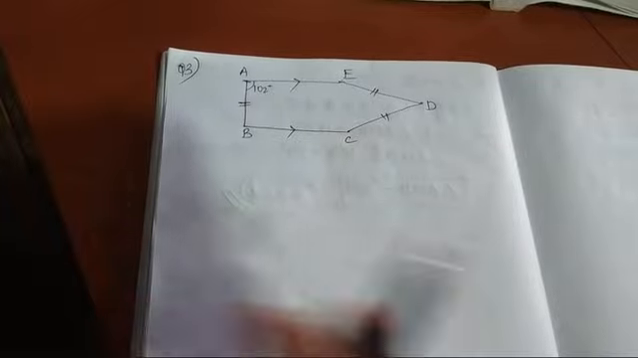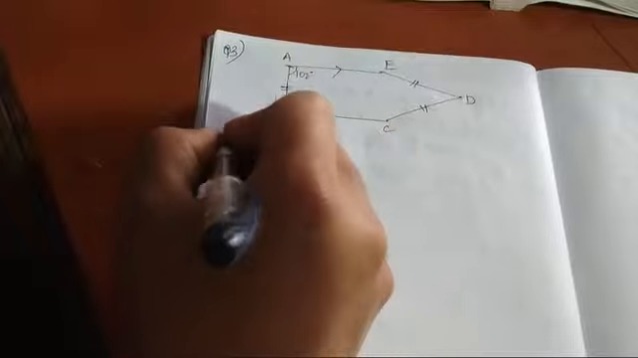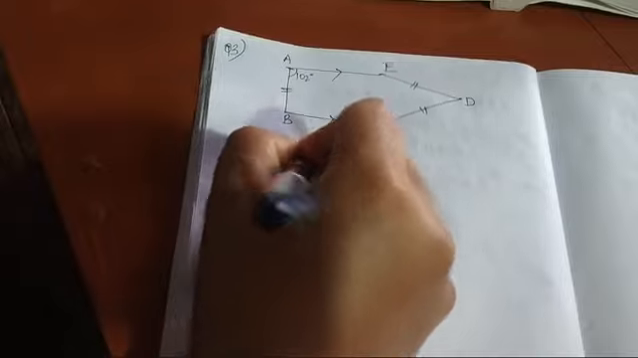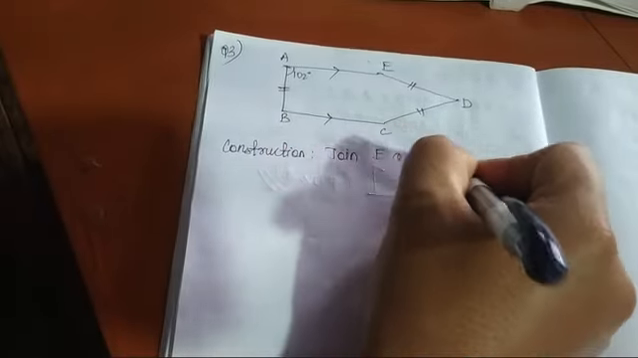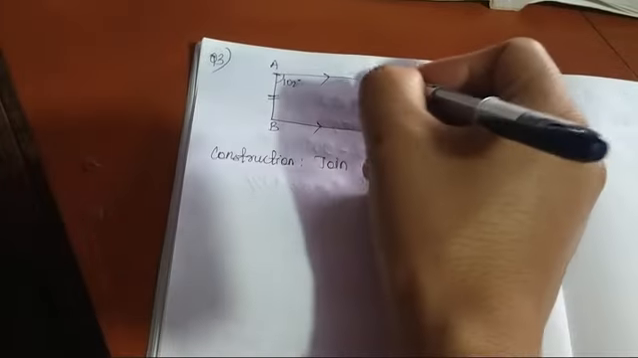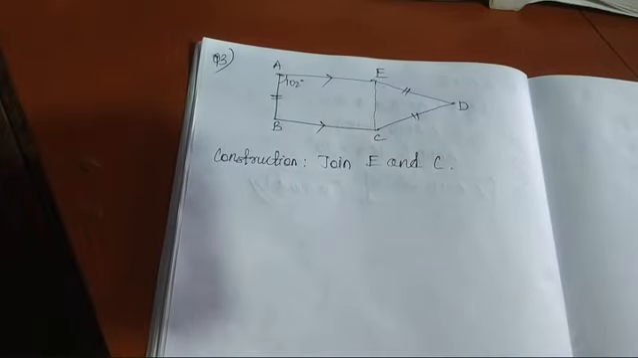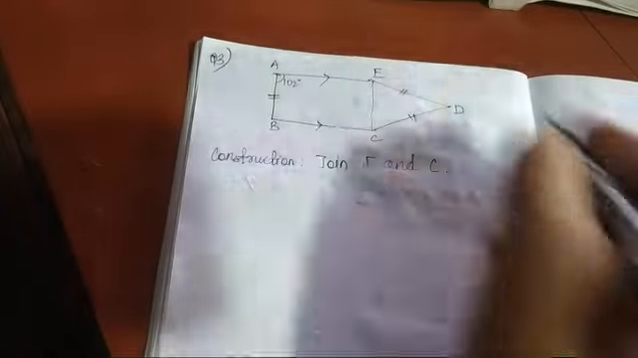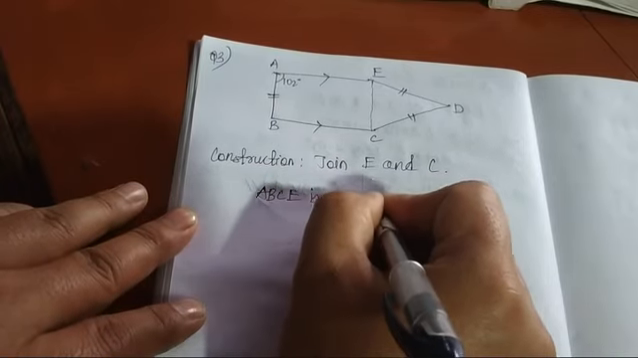Now what we'll do here is a small construction. Write down construction: join E and C. So the first step I am doing is join E and C. Let's join it. If I join it, then I'll be getting a quadrilateral, a four-sided figure, ABCE. ABCE is a quadrilateral.